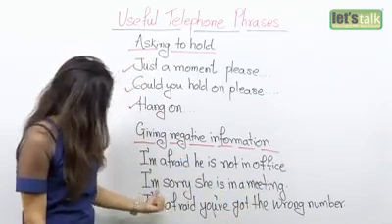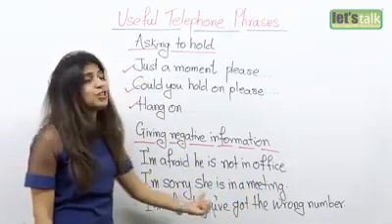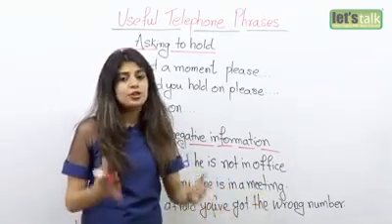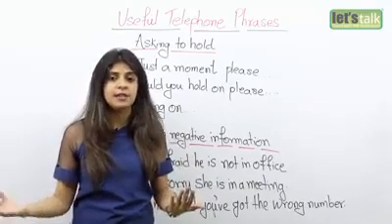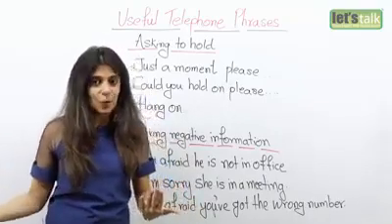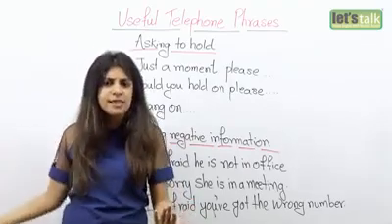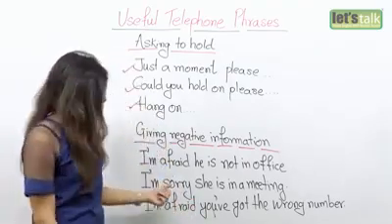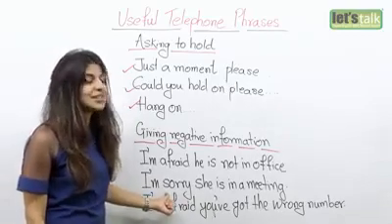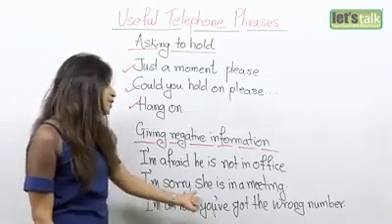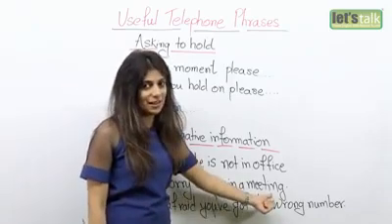Okay? Another phrase is, I'm sorry, she's in a meeting right now. So probably the caller has called for someone, but this person is busy in a meeting. Okay? Or she's just busy with something. So you would apologize. Okay? Again, here you are being polite and you will end up saying, I'm sorry, she's in a meeting right now.